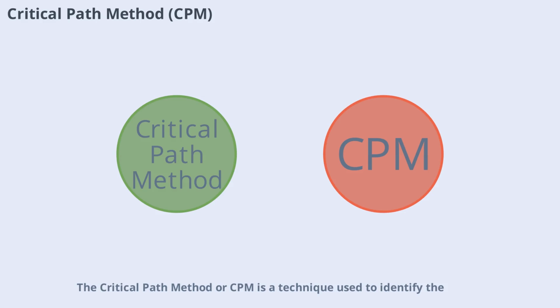Critical path method, or CPM, is a technique used to identify the longest sequence of dependent tasks in a project. By focusing on the critical path, you can allocate resources to ensure these key tasks are completed on time. Delays on the critical path can impact the entire project, so it's important to monitor and support these activities closely. CPM helps you prioritize resource allocation where it matters most.